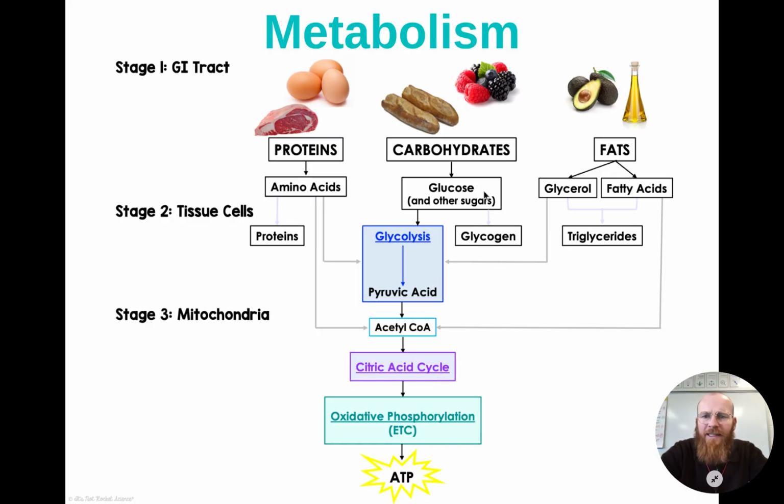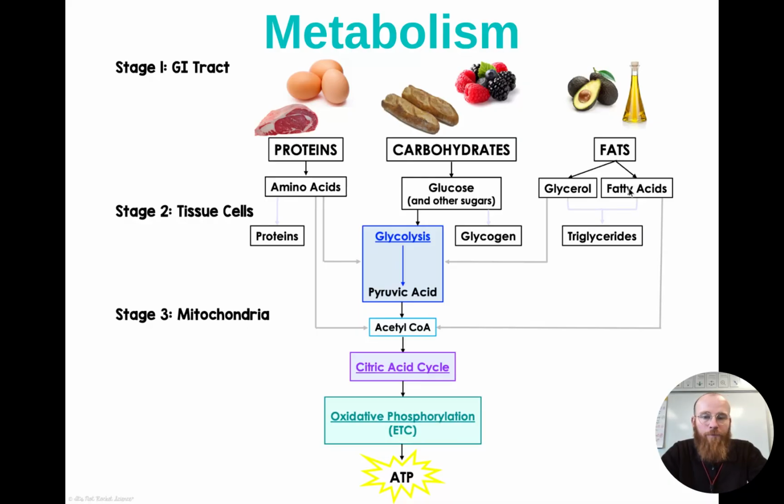So you can see along the GI tract, you have these major macronutrients that we've covered: your carbohydrates, your lipids or fats, your proteins. And those are going to be broken down in this stage 1. Digestion and absorption is going to be broken down into their smaller foundational pieces. So proteins become the little amino acids. Carbohydrates broken down into glucose primarily, but other simple sugars as well. And then your fats can be broken down into glycerol and then fatty acids as well.